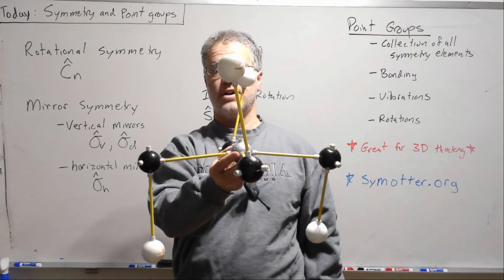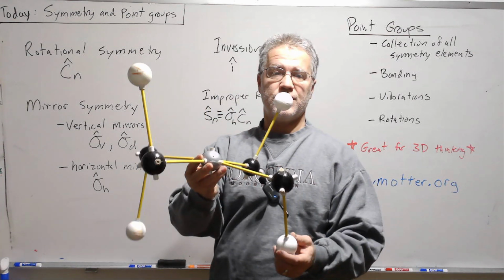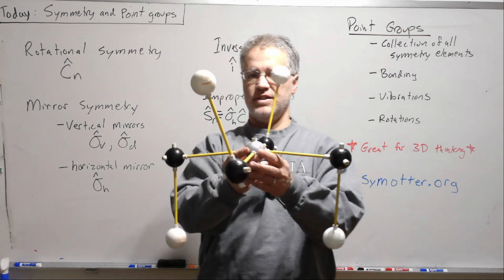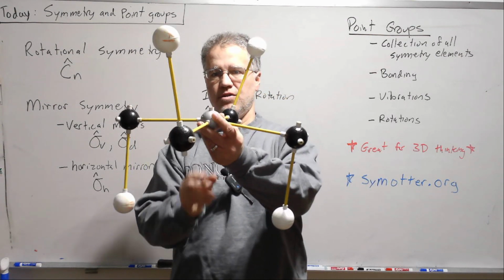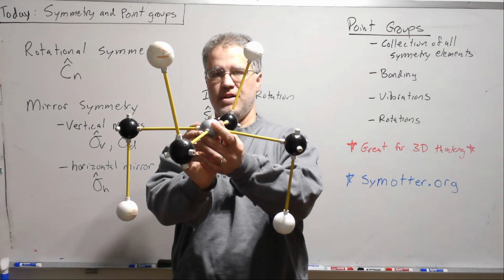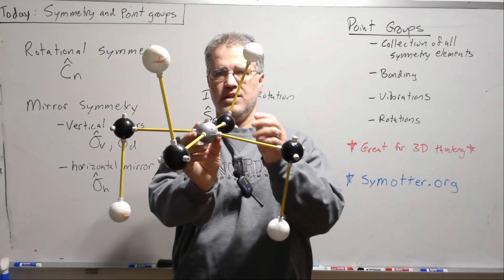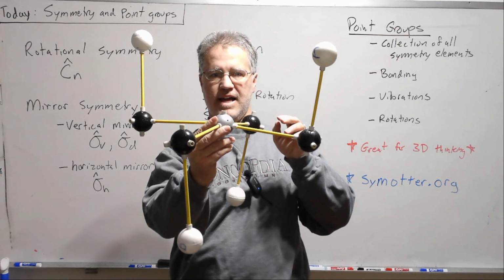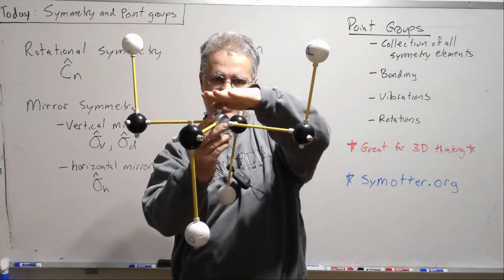And we're back to where we started. So this has an S4. So that's an example of an S4. I'll illustrate it one more time. So we make not a half turn, but a fourth of a turn. So that's like that. And then we reflect here in this mirror.